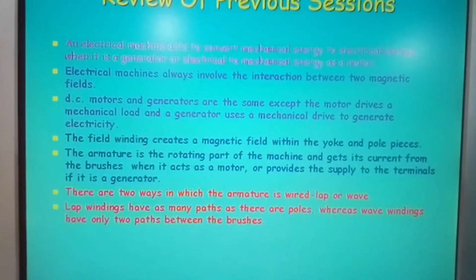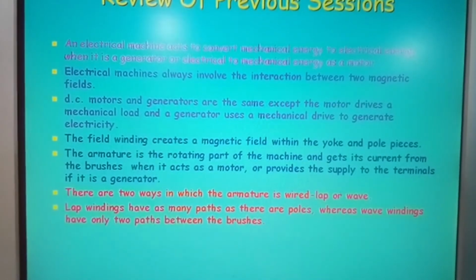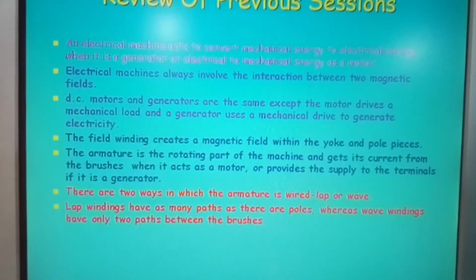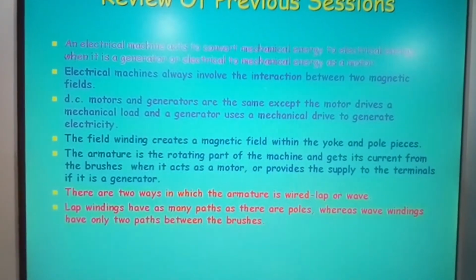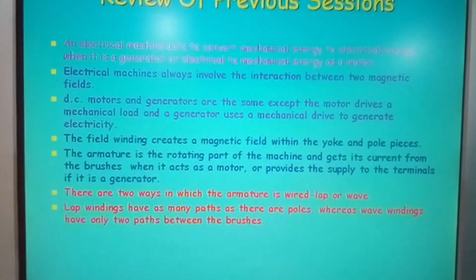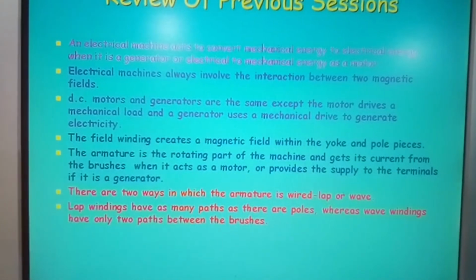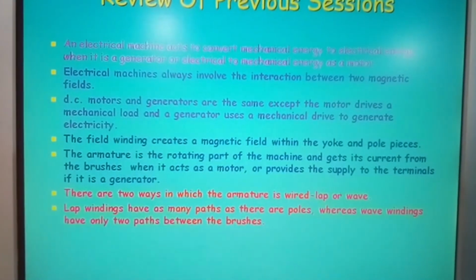Electrical machines always involve the interaction between 2 magnetic fields. DC motors and generators are the same, except the motor drives a mechanical load and a generator uses a mechanical drive to generate electricity. The field windings create a magnetic field within the yoke and pole, and I've covered yokes already in DC machines 1, so look back at that to see where it followed on from. So just repeating, the field winding creates a magnetic field within the yoke and pole pieces.